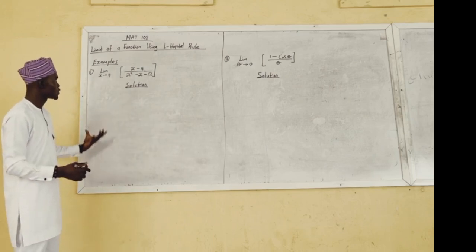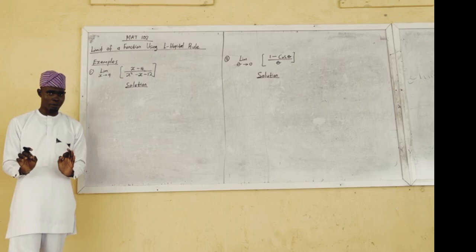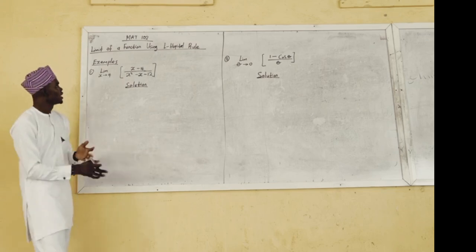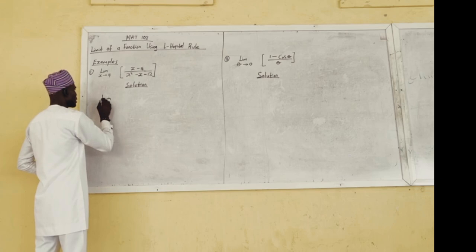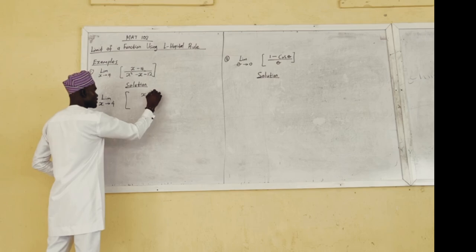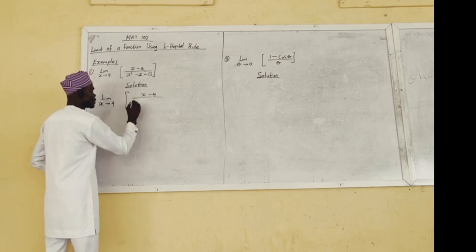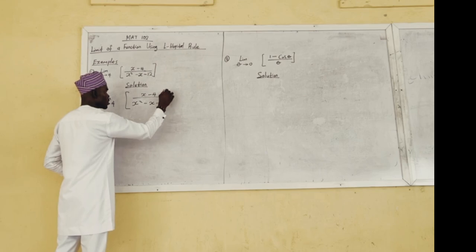I will say that we are going to use L'Hopital's rule. So how do we do this? Very, very simple. No differentiation, right? Let us write this our question. We are limiting the expression as x tends to 4. And what's the expression? We have x minus 4 all over x squared minus x minus 12.